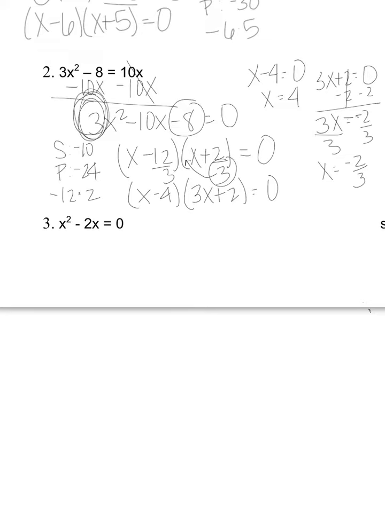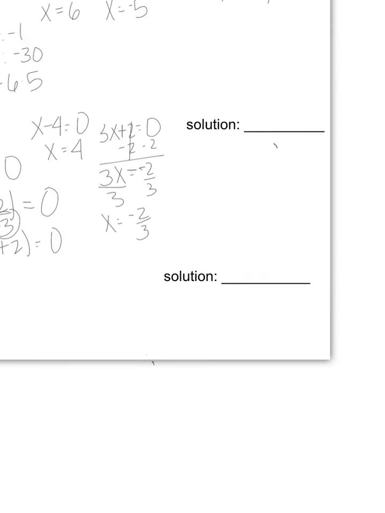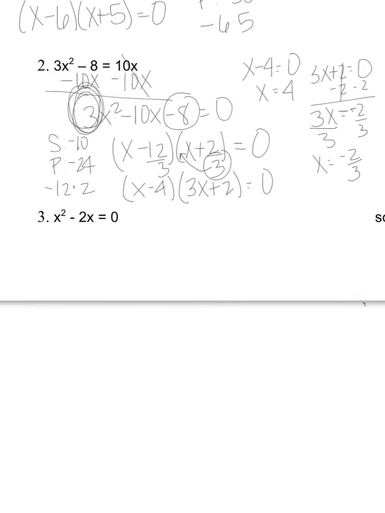So the two solutions we would have are x = 4 and -2/3. Again, to check it, you can plug both of those back in for x into your original equation, and it should be true for both of those two x values that you're plugging in.